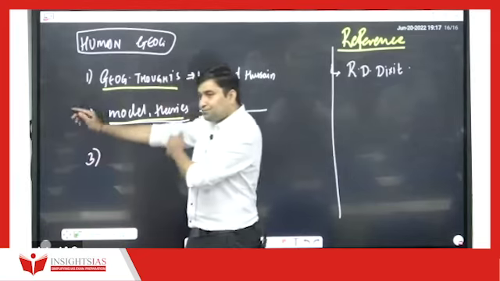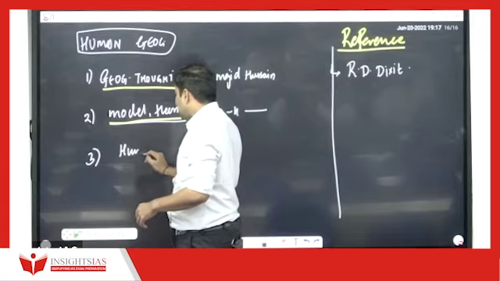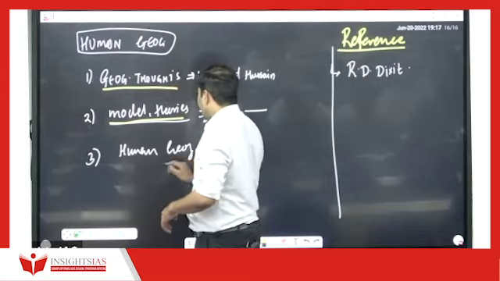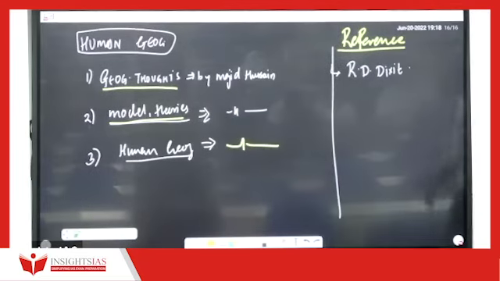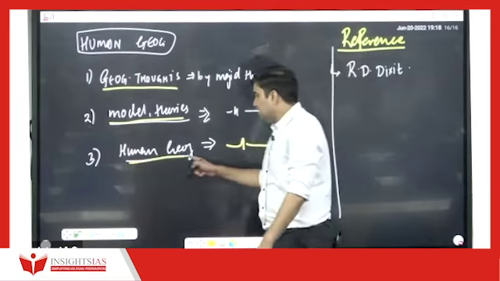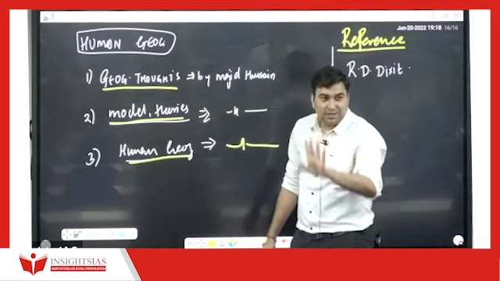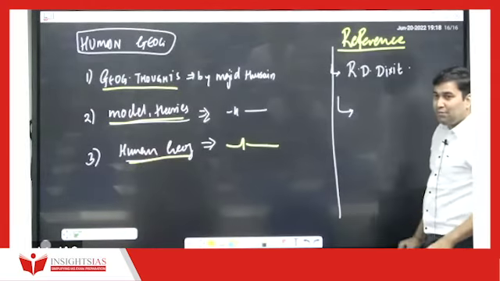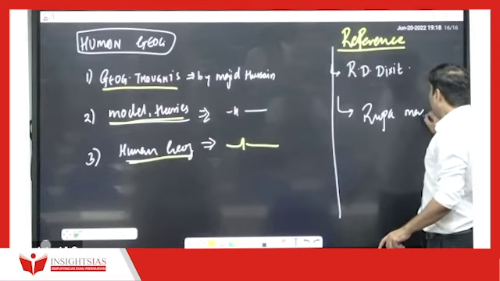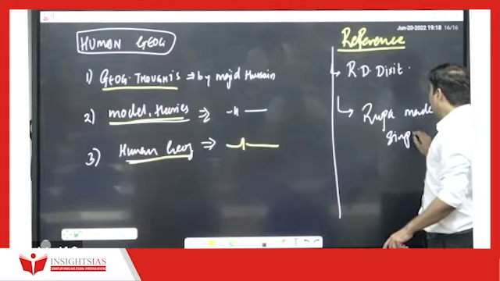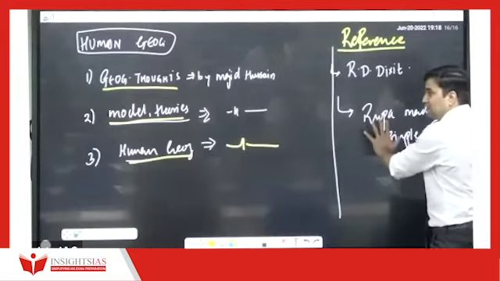And third, you have again a separate Human Geography book by Majid Hussain sir. So these are the three important books for paper 1 section B. Here, after RD Dixit, the second reference book is Rupa, Made Simple Part 2. Okay, these are for reference, not this.